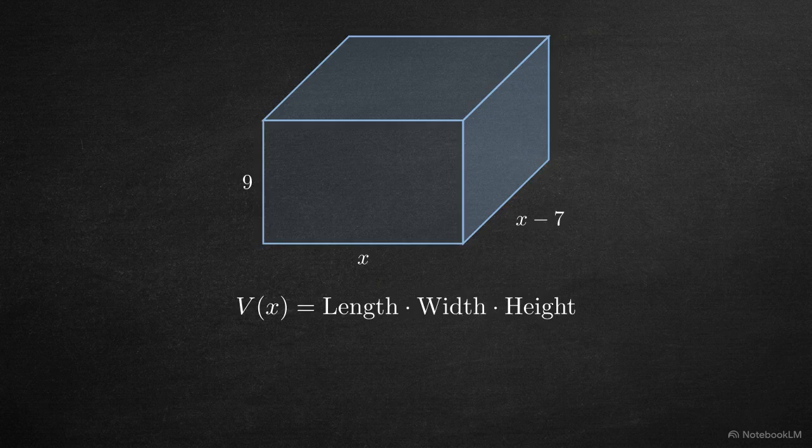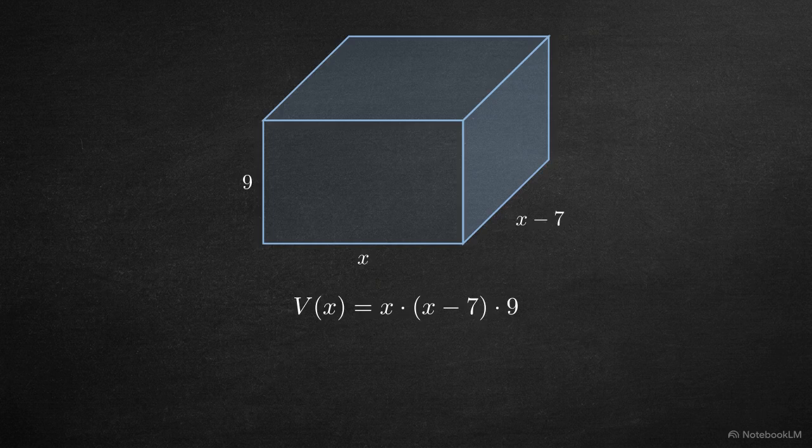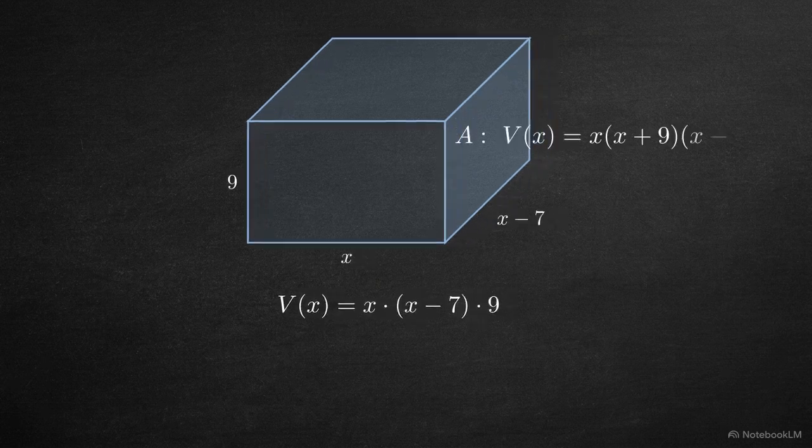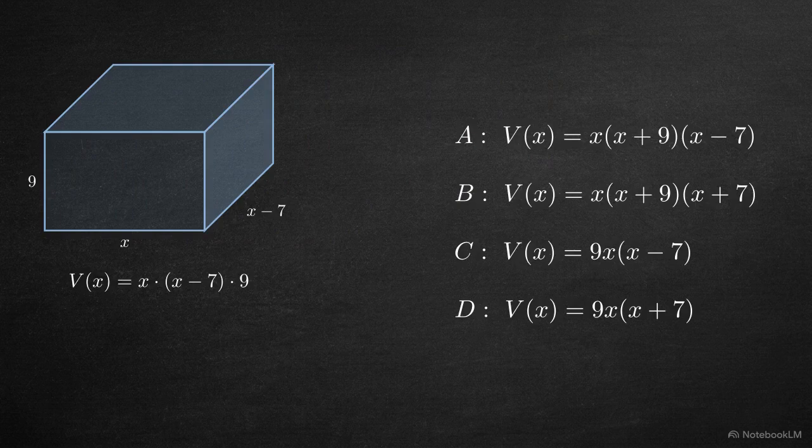We can now substitute these values into the volume formula. This gives us volume equals x times x minus 7 times 9. Notice the brackets around the x minus 7. We use these to ensure the entire width is multiplied by the other 2 numbers. Please pause the video here. Look at our current equation and see if you can match it to one of the 4 options on the right.